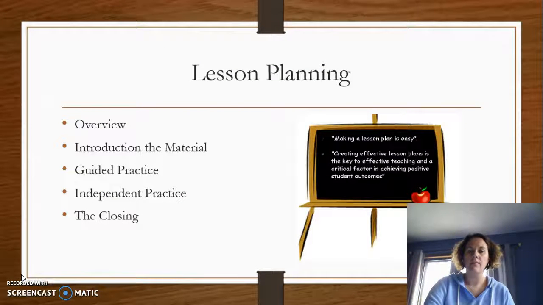Lesson planning is something you can actually make easy, but a lot of times as teachers we make it hard on ourselves. Here we want to create effective lesson plans, and this is the key for effective teaching and a critical factor in achieving the positive student outcomes we want to see in our students. Here we're going to discuss the overview, introduction to the material, the guided practice, independent practice, and the closing.